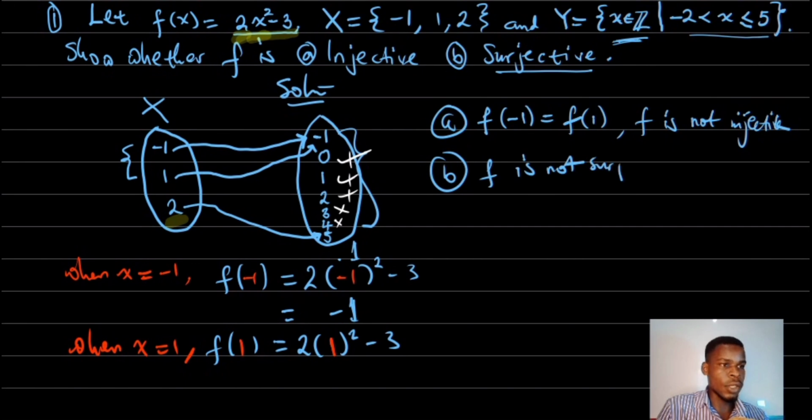Good. So that is a way of saying that because it is not injective doesn't mean it is surjective. It is not injective and it is not surjective. So that is it. Now let's do one last example.